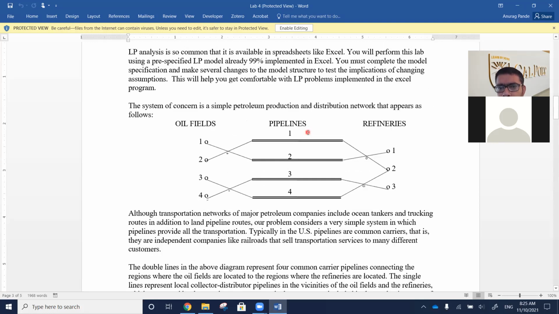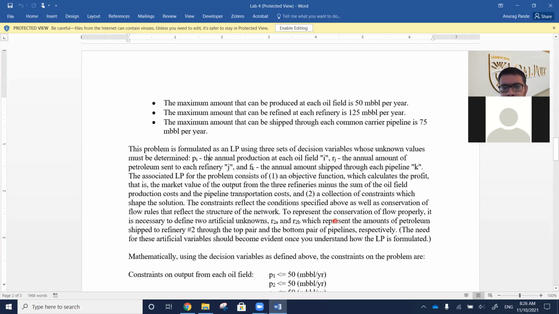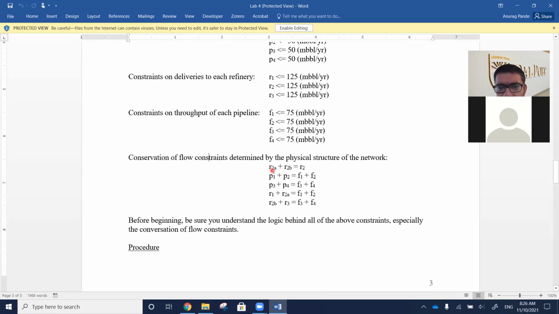If you look carefully here, whatever is coming from F3 and F4 has to be distributed to R2 and R3, but you have to make sure that the total amount of flow that goes into refinery 2, R2, is the summation of this flow and this flow, these two inputs. All the other ones have only one output and one input, but this refinery 2 is sort of the odd one out, which has two different inputs that come in. So you have to say R2A plus R2B has to be equal to R2.